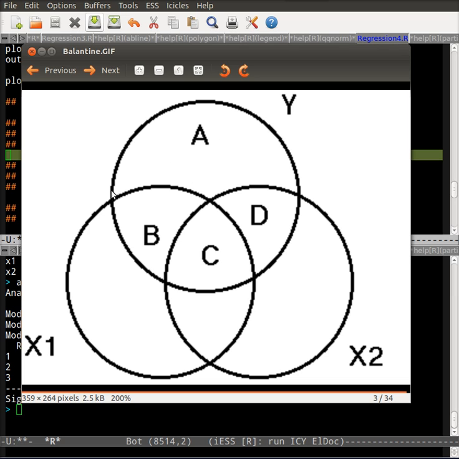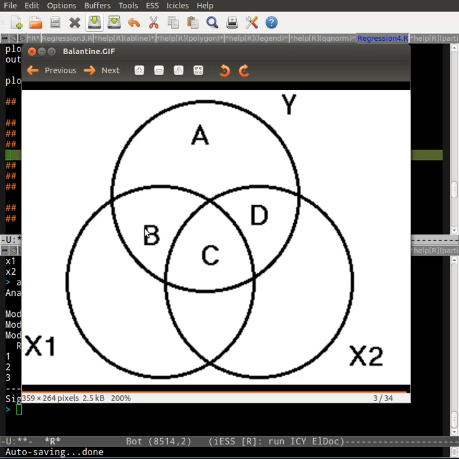A right here is this portion, and it's the unique portion of y that isn't explained by x1 or x2. So this would be similar to 1 minus the r squared for a regression where x1 and x2 were to predict y. So this is our residual. And this is the residual variance, and it's the unique variance of y.